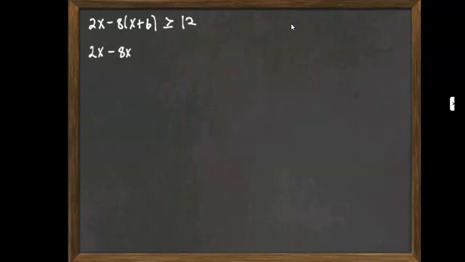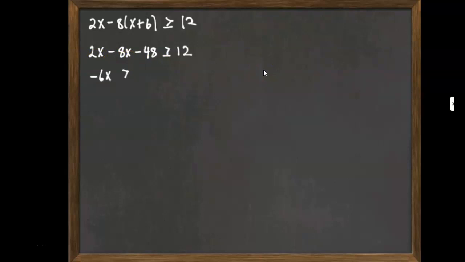8 times x would be 8x minus 8x. And then 8 times 6 would make that minus 48. And we're again greater than or equal to 12. So at this point, we want to simplify. We do have some like terms. So we go ahead and put those together.